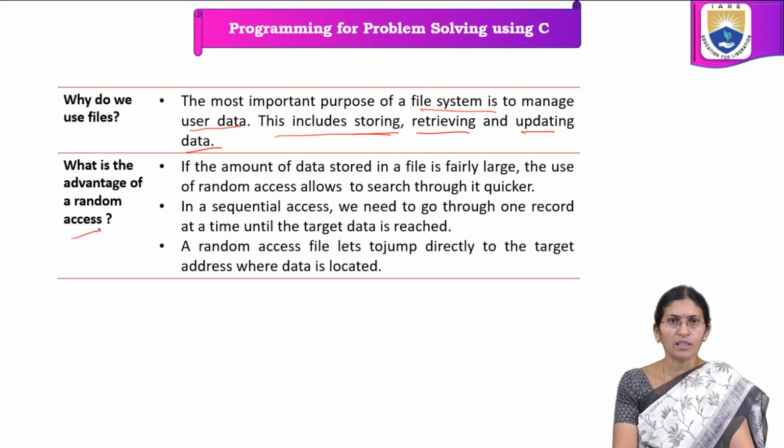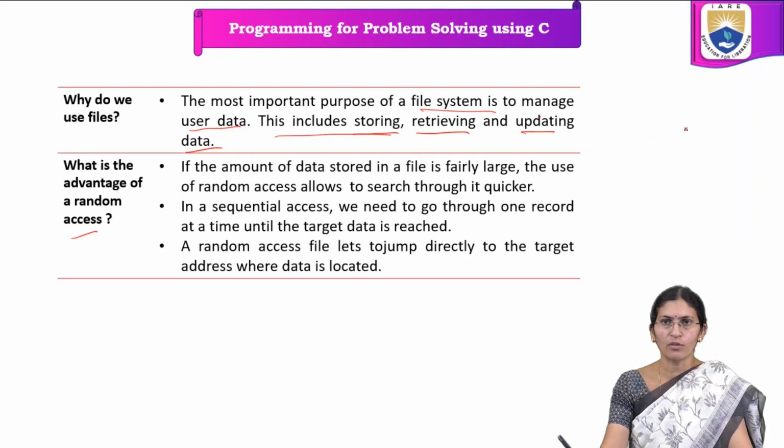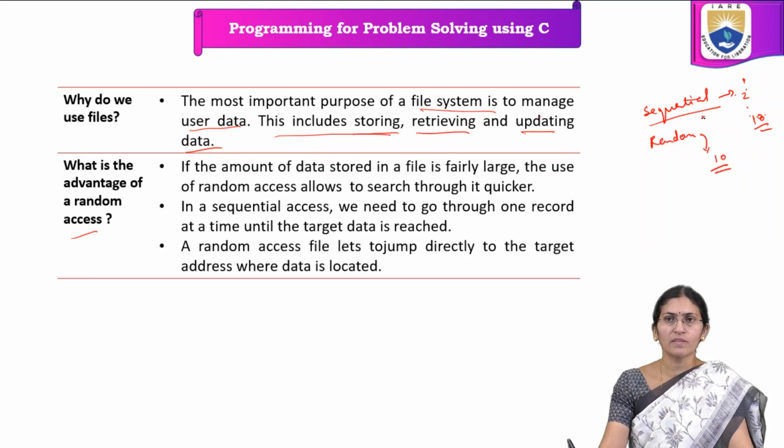Next, what is the advantage of random access? In a file, we can access the content of the file or a record in the file in two ways. First one, sequential access. Next one is random access. In sequential access, in order to access the 10th record, we need to access starting from the first one up to 10. After that, we'll get the 10th record. But in random access, you can directly access the 10th record. This is the major difference between sequential and random access.